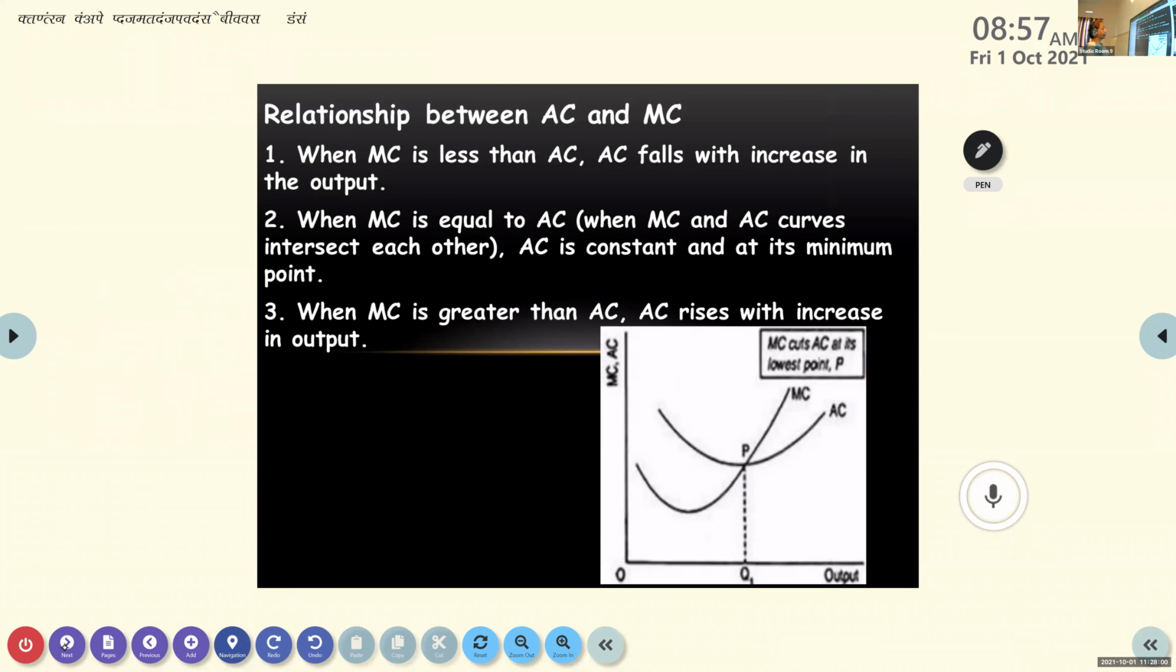Now the next one, the relationship between AC and MC. AC is what now, Pranav?